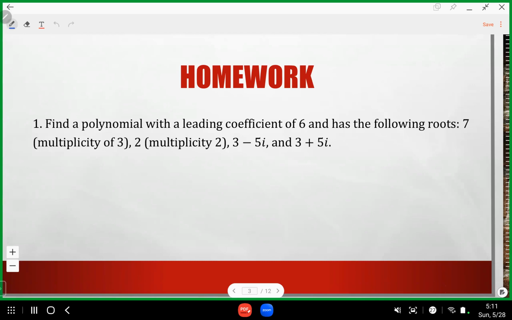Find a polynomial. It's really open-ended. A polynomial with a leading coefficient of 6. William, what is a leading coefficient? If you write a polynomial as a factor of a times x minus r1 times x minus r2, and so on, a is the leading coefficient. So what do we have? We could have 6 times a product of linear factors.